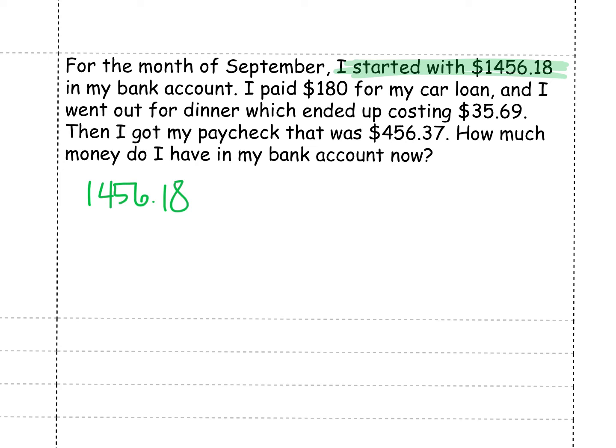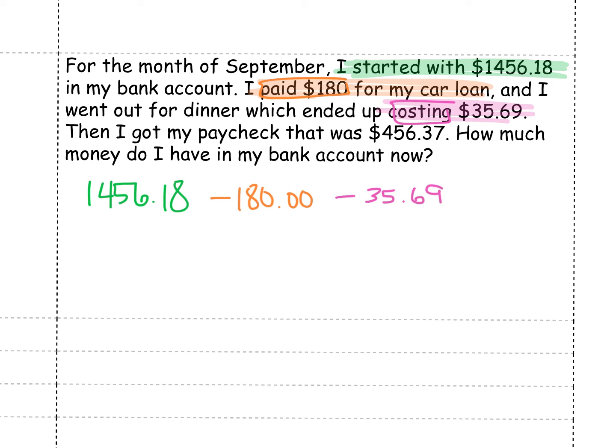Then it says I paid $180 for my car loan. I know if I'm going to pay money, I'm going to be taking it away. So I'm going to minus $180. And I'm going to make it a decimal just for the fact that I'm working with decimals. Then I went out for dinner, which cost $35.69. It's costing me money. I have to pay it, so it's another minus $35.69.